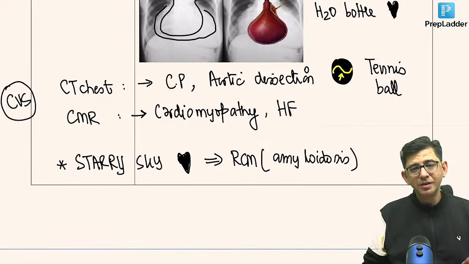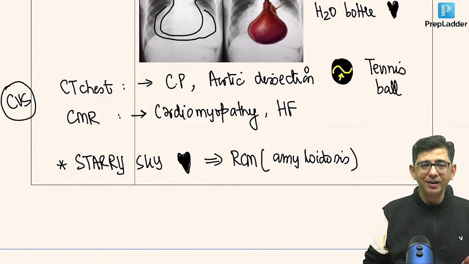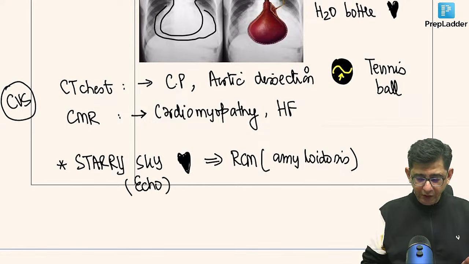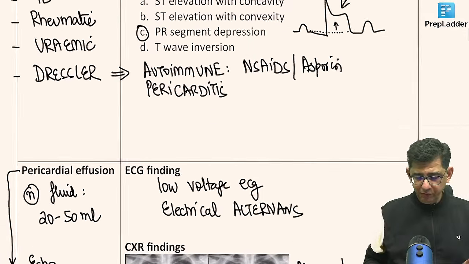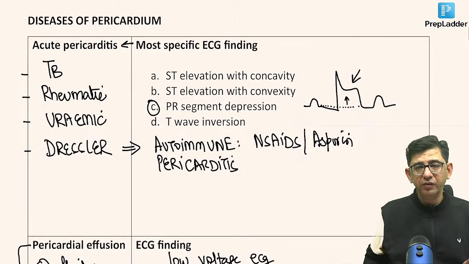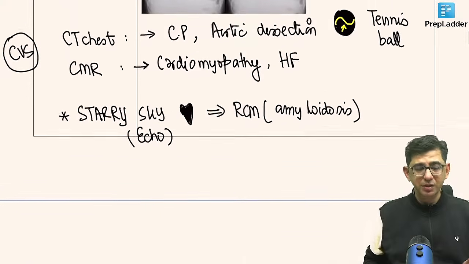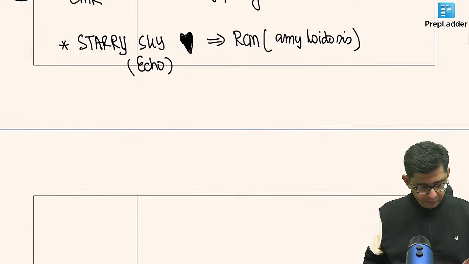No no, it's not a ninja star. Starry sky heart on echocardiography is the speckled appearance that you see, and that's for restrictive cardiomyopathy, which is caused by amyloidosis. So a lot of high-yield information on this particular slide. Each one of them is a question that you should be knowing. And yes, DCM is for ninja star.